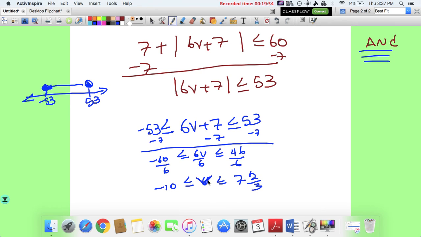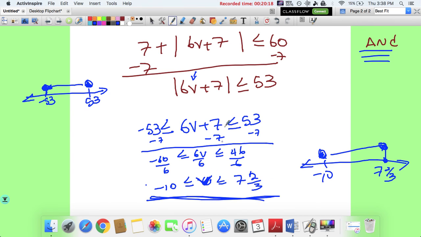Okay, so our value of v, if I ask you what can I replace v with, could be any value that starts from negative 10, all the way, shaded all the way to 7 2/3. Okay, and that's my answer. If I replace v with any value between these two numbers and I take the absolute value, it's going to be less or equal to 53. Anything outside those two numbers, we are going to have a problem because it's not going to work.